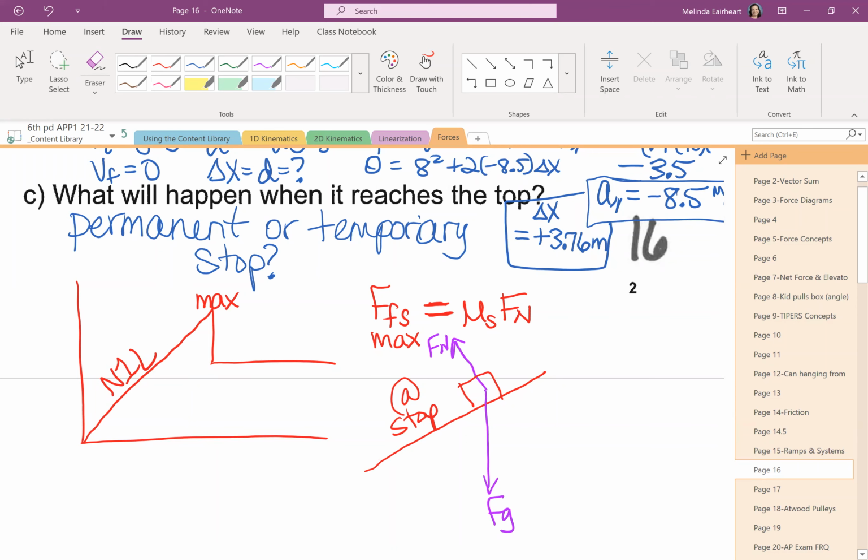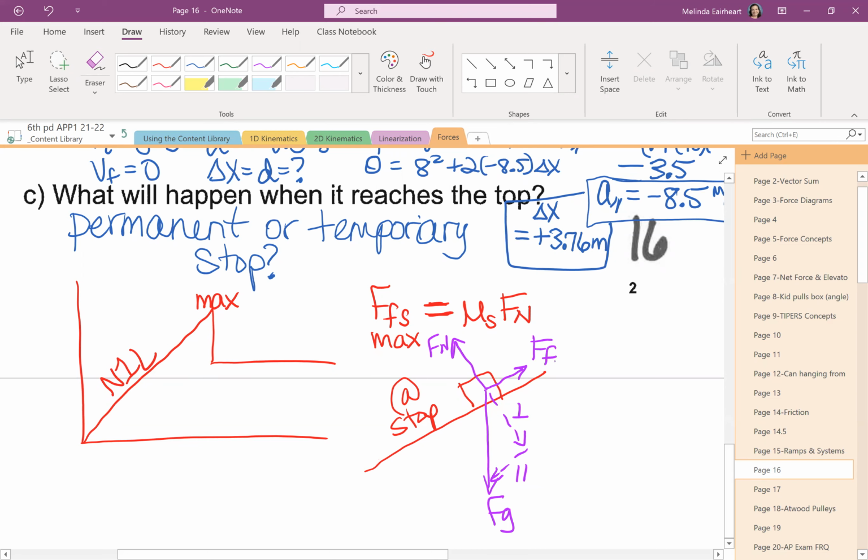Put a box on a ramp, if it goes down, who's responsible? Gravity. So maybe we draw in our components. Parallel, perpendicular. And so there's a parallel component of gravity pulling it down. But if it comes to a permanent stop, friction, static friction, is going to be directed in what direction? Up the ramp.